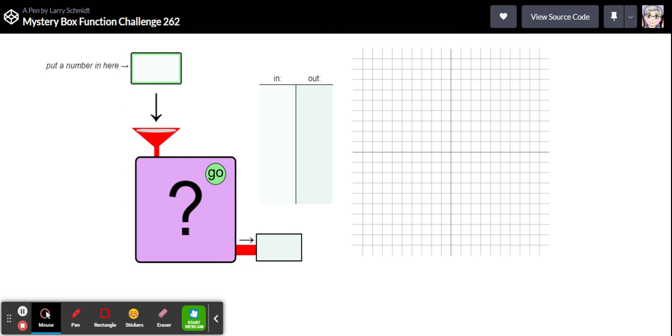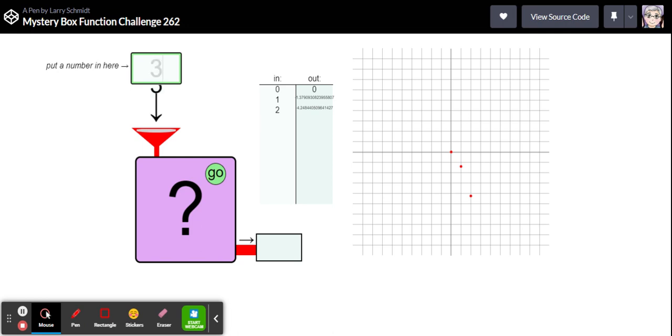All right, let's begin with a 0. Okay, so 0 gives us 0. How about a 1? Okay, that looks like a non-repeating decimal. This could be trig, maybe it's a square root function. Another non-repeating decimal. It's a little hard to tell from that curve.